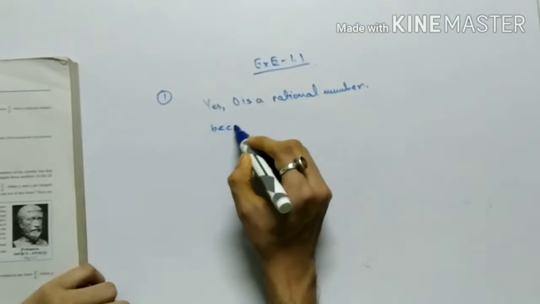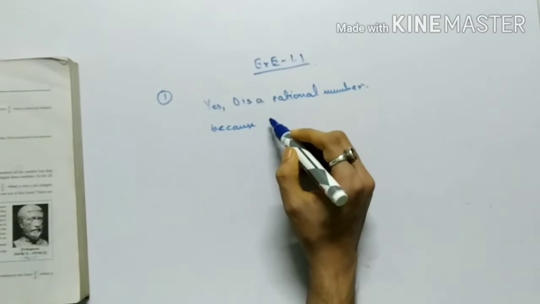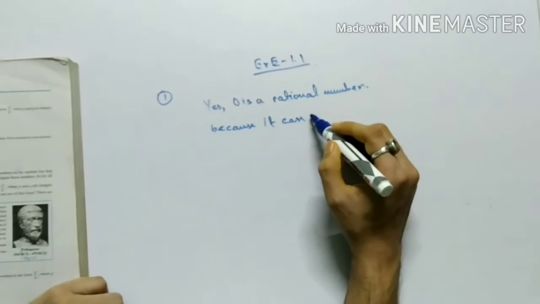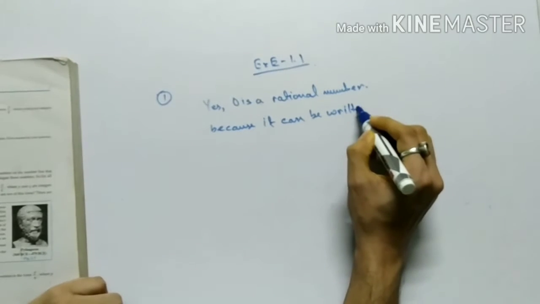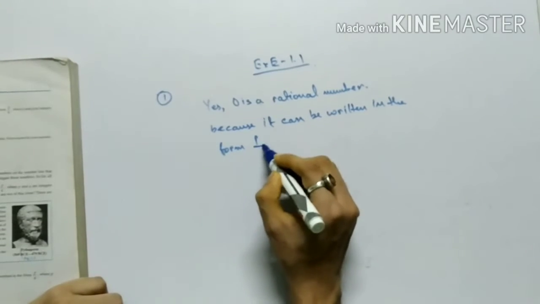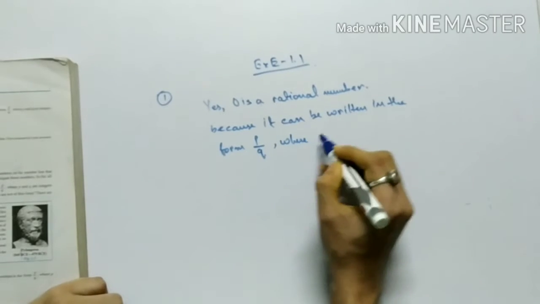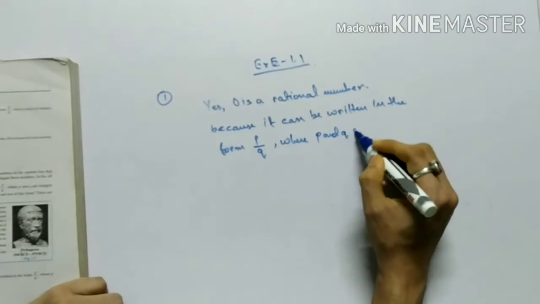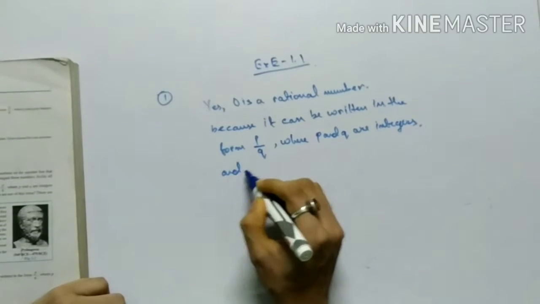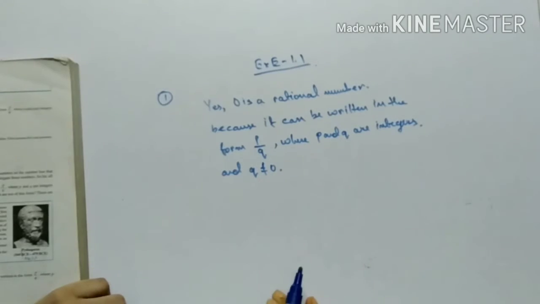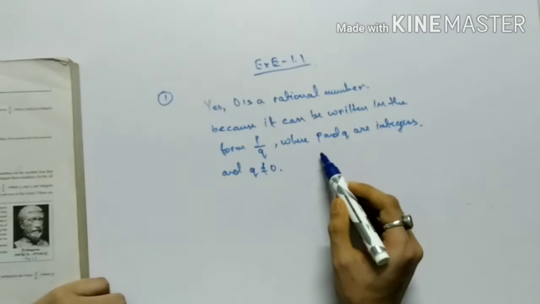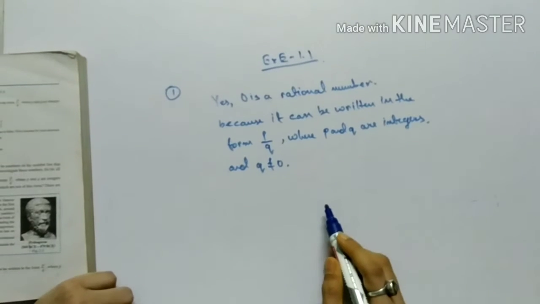Yes, 0 is a rational number because it can be written in the form p by q, where p and q are integers and q not equals to 0.